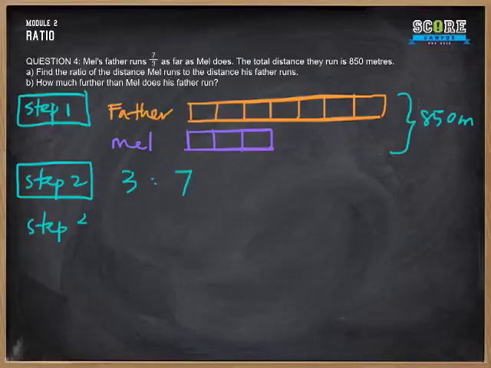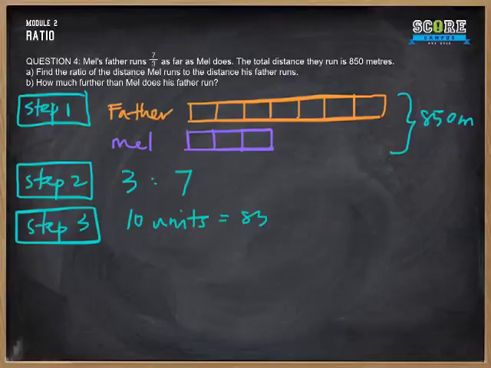What about part B, step 3? We've got to find what is the information we have to find. How much further than Mel does his father run? So you can see that the father runs 4 units further. But the total number of units equals 850 meters, right? So 10 units equals 850 meters. So what is 1 unit? It is 850 meters divided by 10. So 1 unit equals 85 meters.